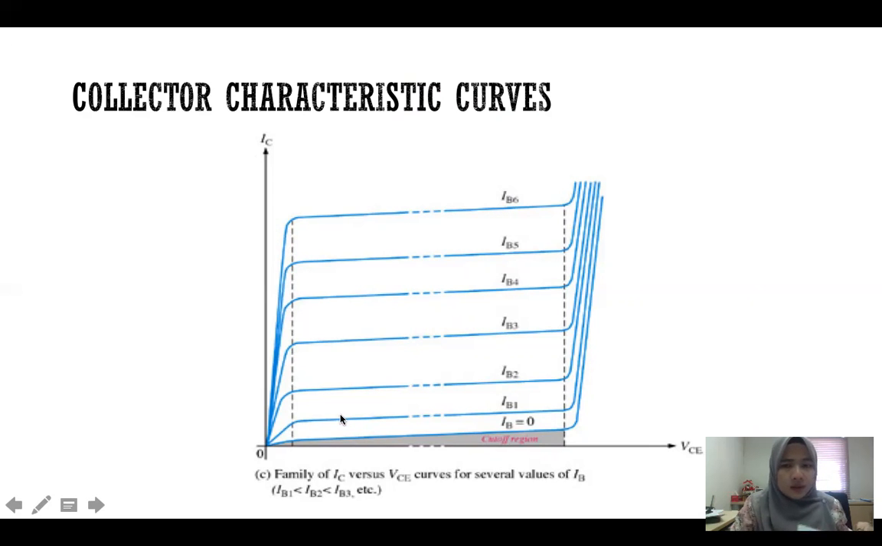So this is the end of the first part of chapter 5. I hope that you understand the basic concept of the BJT transistor. If you have any questions, feel free to WhatsApp me or PM me through the Telegram group personally or in the subject group.